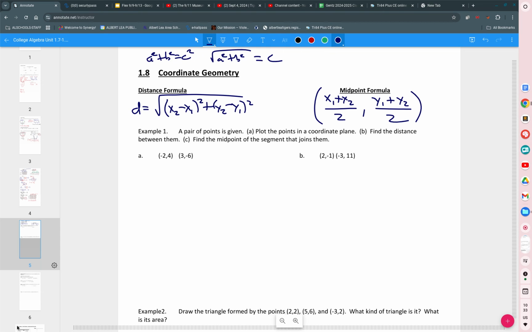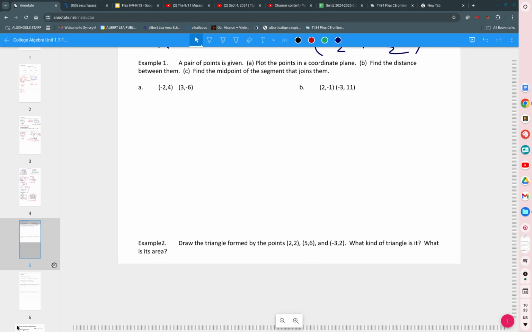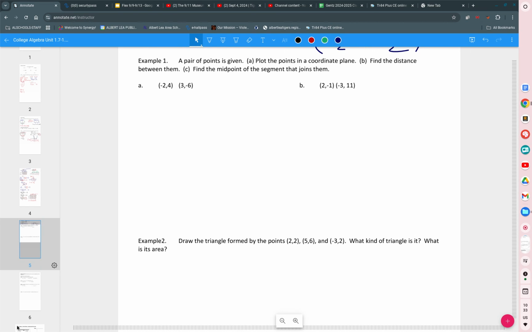Today we have notes. We have the front and the back. You'll be able to get to your assignment. The front page is review. The back page is not, but it's not too difficult. This example says plot a pair of points and then find the distance between them and then find the midpoint of the segment that joins them.